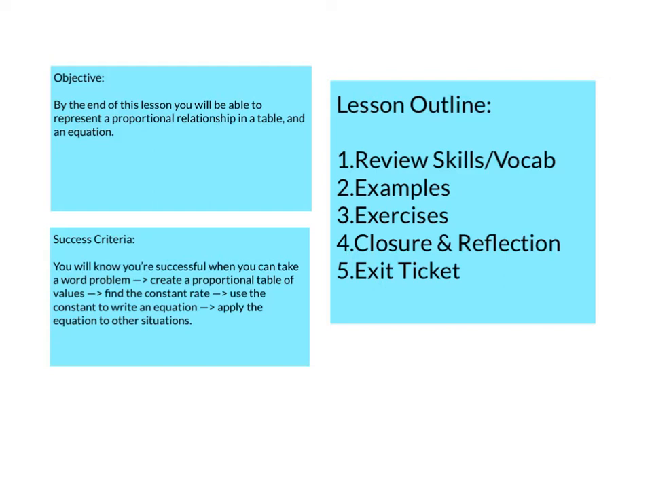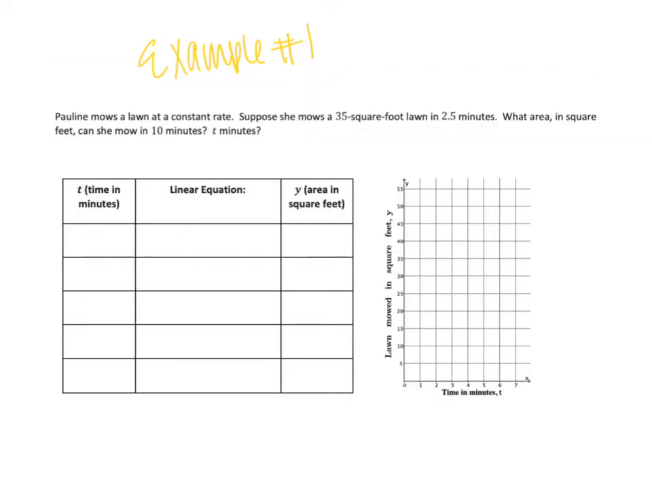Today we're going to do some examples, some exercises. We'll close out this lesson and then do our exit ticket. All right, so right now we're just going to kind of build off of what we did yesterday. I'm going to go ahead and make my 3 boxes because I'm going to be close reading.